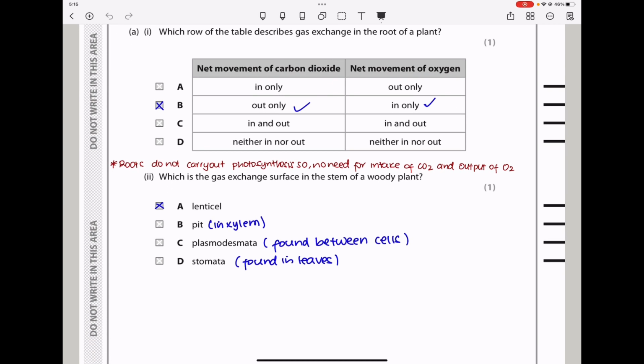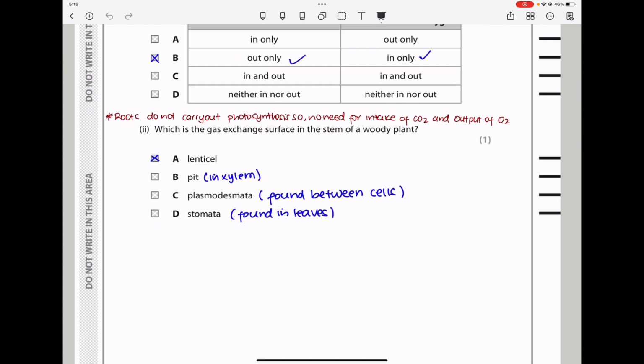The next part they say, which is the gas exchange surface in the stems of a woody plant? The answer here should be A, which is the lenticel. Moving on.